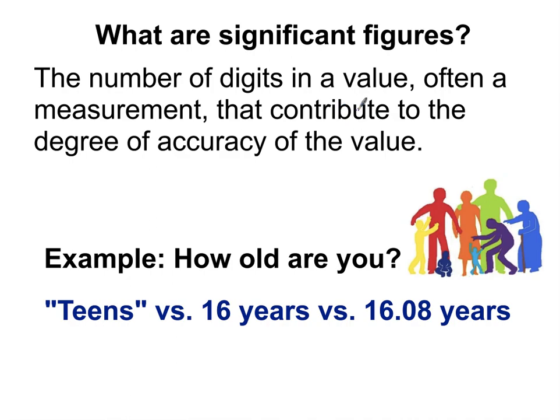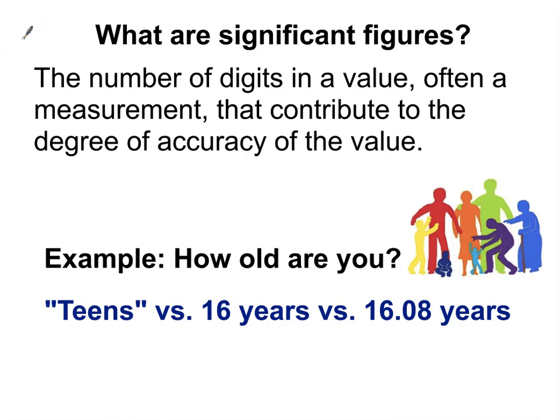Well, if I were to ask you, how old are you? You might say, oh, I'm in my teens. I mean, you probably wouldn't say that, but you might. And some of you might say, oh, I'm 16, which we all know means that you might actually be almost 16, but you're actually 15 and you're just rounding. Or you could say, I'm 16.08 years, which means you're 16 and 1 month. So each of these values has a different degree of accuracy, and because of that, also has a different number of significant figures in the value.